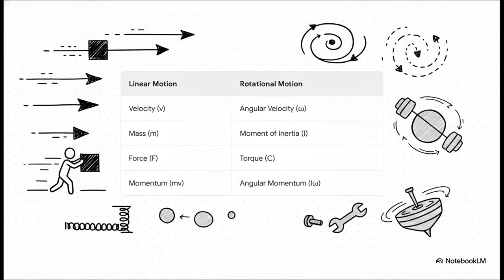And look at this. You can see the entire idea in one place. On the left, everything you know about straight line motion. On the right, its rotational twin. Velocity has angular velocity. Mass has moment of inertia. Force has torque. And linear momentum has angular momentum. It's just this beautiful, perfect symmetry.